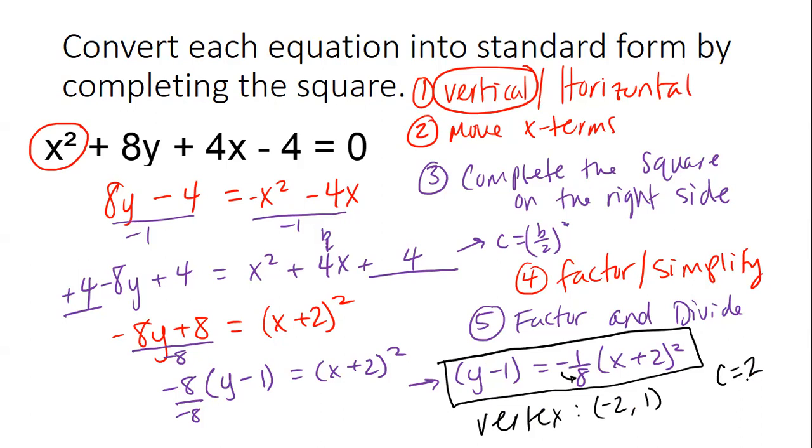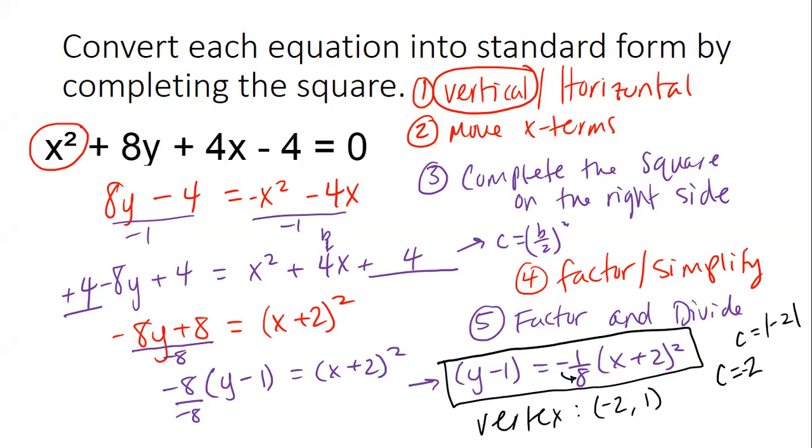So technically C is a distance, so it's not negative, but it's good to treat it as a negative, like I said in the video, so that when you're finding your focus and directrix, you do it correctly. So that's what you want to make sure. So C is -2, but your C, your distance, is actually the absolute value of -2. Okay. And then you should be able to find your focus and directrix from there, right?